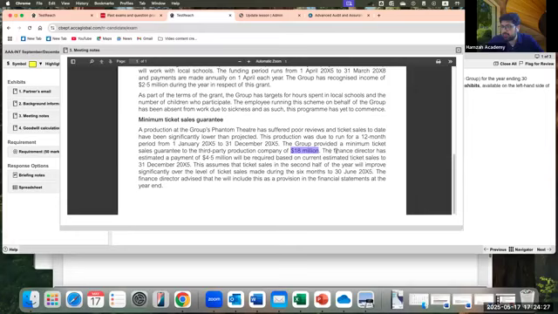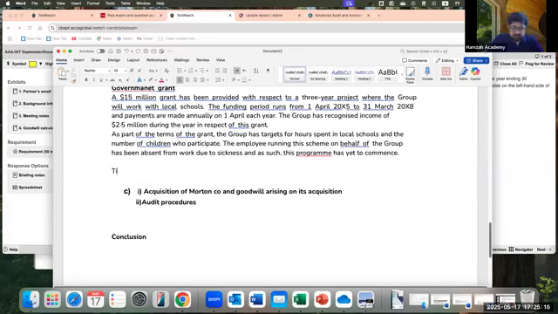Now, the finance director has estimated a payment of $4.5 million will be required based on estimated ticket sales to 31st December 2025. This assumes that ticket sales in the second half of the year will improve significantly over the level of ticket sales made in the 6 months to 30th June 2025. The finance director advised that he will include this as a provision in the financial statements at the year end. Now, students, this is the ticket sale guarantee provision. Yes, this is a wonderful accounting issue.